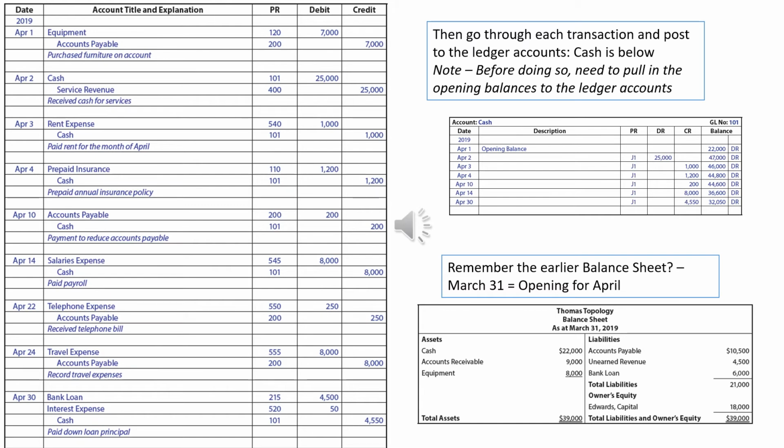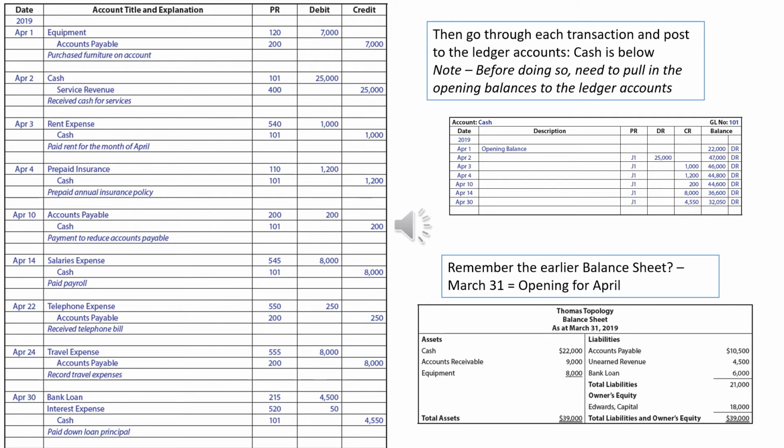For April 4th, you had a credit to cash for $1,200. April 10th, the credit to cash for $200. April 14th, the credit to cash for $8,000. And April 30th, the credit to cash for $4,550. After each transaction, it's important to calculate what the balance is after each point. So you'll notice the balance is slowly reducing from $46,000 down to $32,050 by the end of the month of April.